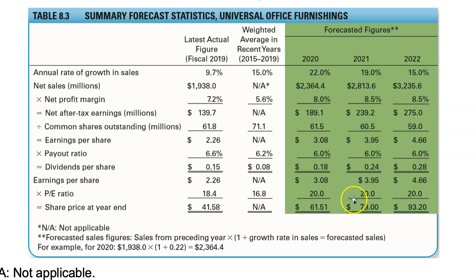Now, if we assume that the PE multiple is going to be steady, we can see where our share price is going to be. So we just multiply our PE ratio by our earnings per share, and we get what we think next year's stock price will be. So if all this comes true, our predictions say the stock price of $41, if we pretend we're back in 2019, will become $93 by year 2022. So this is our forecasting of where we think the numbers are going to go.